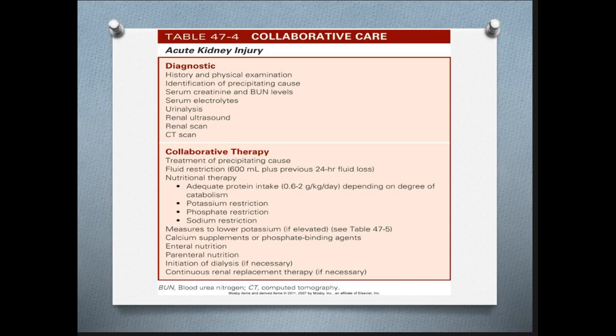A potassium-binding exchange resin such as sodium polystyrene sulfonate, also known as Kayexalate, may also be given orally or by enema. This agent removes potassium from the body by exchanging the sodium for potassium, primarily in the large intestine. Because many drugs are eliminated from the body by the kidney, drug dosages may need to be adjusted. Doses within the usual range can lead to potentially toxic blood levels because their elimination is slowed and half-life prolonged.